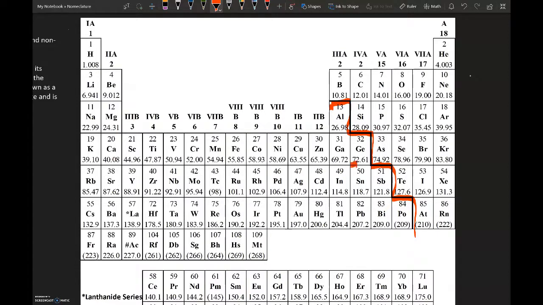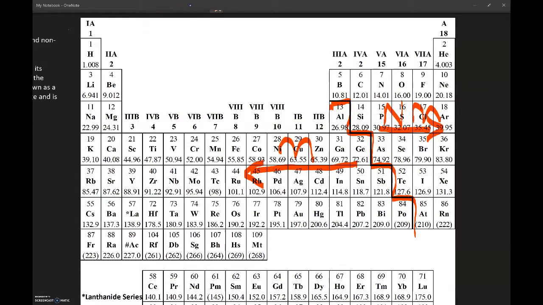If you go to the left of the staircase, this is where you're going to find your metals, which I'm abbreviating as M. And if you're to the right of the staircase, this is where you find your non-metals. There are a few elements touching the staircase that are considered metalloids, but we're not focused on that at this particular moment. What we are focused on is where the metals and non-metals are found.